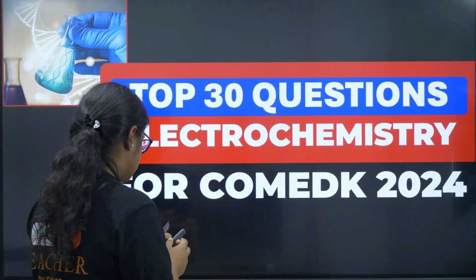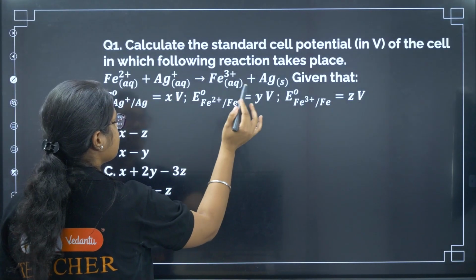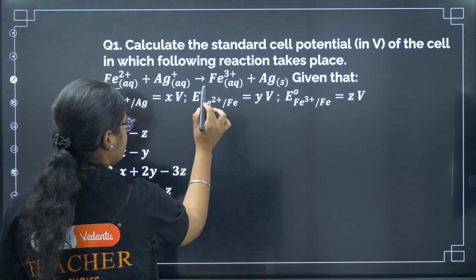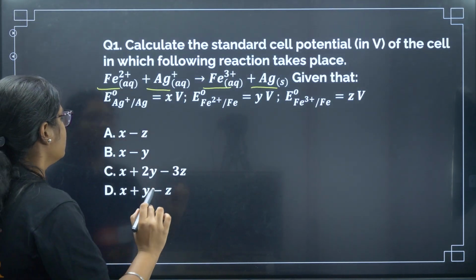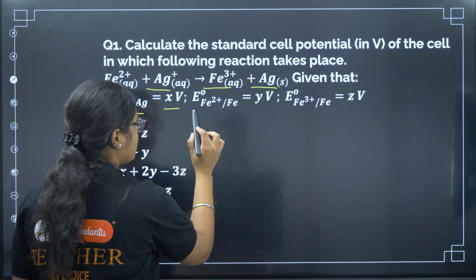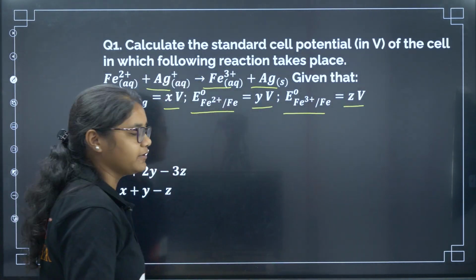So starting with your question number 1. Calculate the standard cell potential in volt of the cell in which the following reaction takes place. So we have Fe2+ to Fe3+, Ag+ to Ag. Okay. So now E naught of Ag+ to Ag is x volt, E naught of Fe2+ to Fe is y volt and E naught of Fe3+ to Fe is z volt.